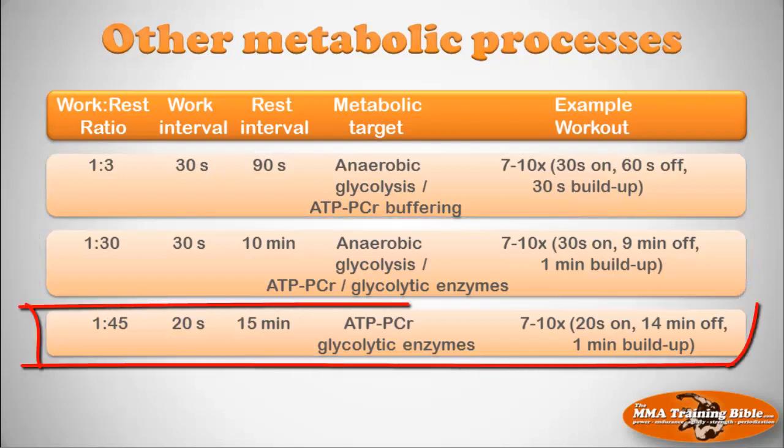And the last one, work to rest ratio of 1 to 45, 20 seconds on, 15 minutes off. This is really focusing on the ATP-PCR system and glycolytic enzymes. The same principle. We want to make sure that you're totally clear of all metabolites and you're ready to give that effort, 20 seconds, a maximum. So this is really going to be used at certain times of your fight plan, just like the one before it. Typical workout, 7 to 10 times, 20 seconds on, 14 minutes off, and 1 minute build up. So again, we're going to show you when you should be using these in a future video.